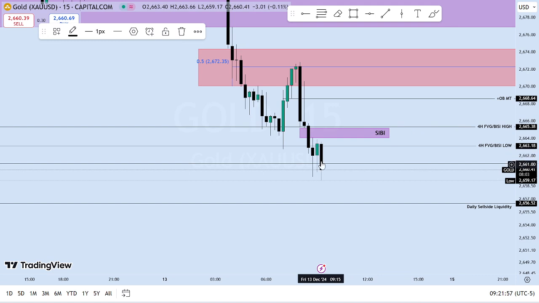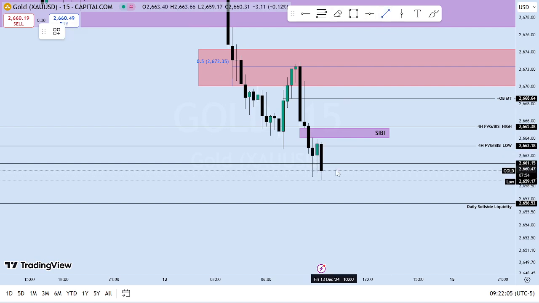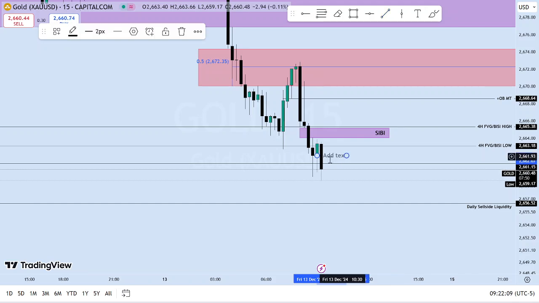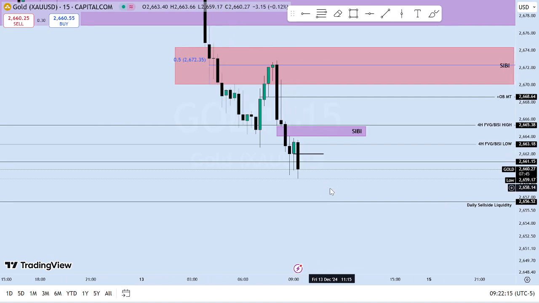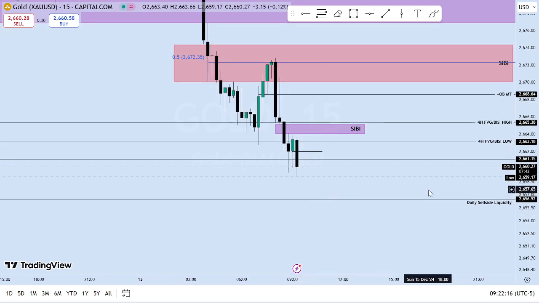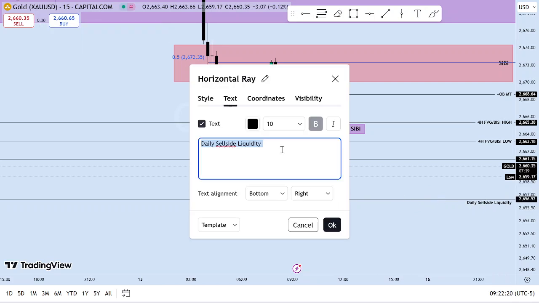We'd like to see price close below this candle. I would like to see a close below. Then this candle here will be our order block. Once you close below, that will be our order block. So this is where we are targeting daily sell side liquidity.